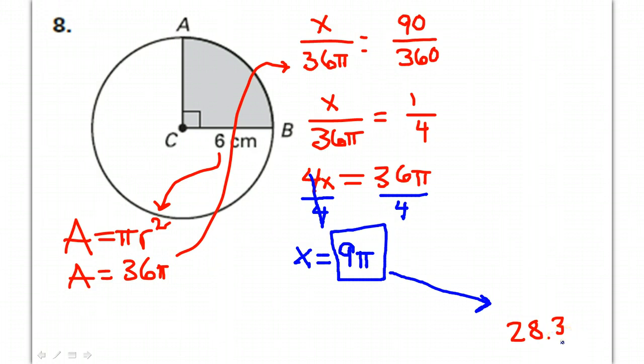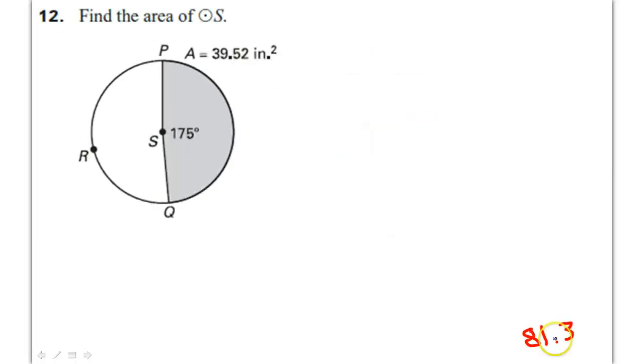Alright, we have time for one more. Tell me one that you're getting wrong or you're stuck on. 12? Okay, take a look at 12. This 39.52, is that the area of the sector or is it the total area? It's a sector. We're supposed to find the total area, so I know it's not the whole area.